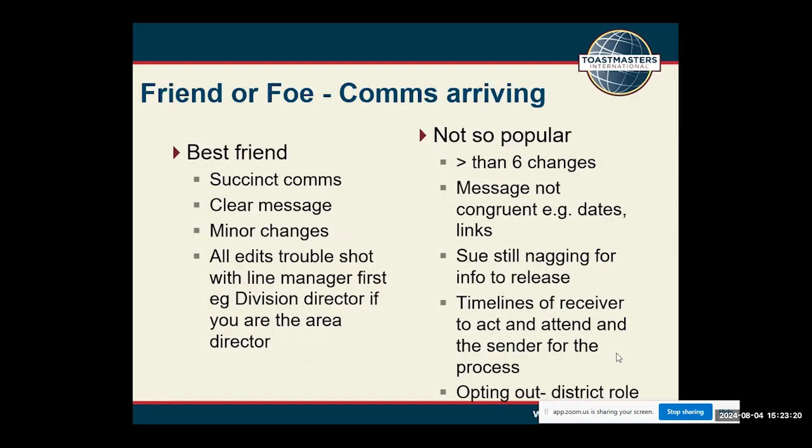So friend or foe, not so popular, lots of changes, but succinct comms are great. They give a clear message, making sure that you troubleshoot with the next level up from you. So if you're area directors and want to send something out, troubleshoot it with your division director before sending it to me. That would be great. Please make sure that people have enough time to delve into receiving the email, processing it, and getting it out to their clubs as well. So you need to be aware there's a lot that happens behind the scenes before it goes out.